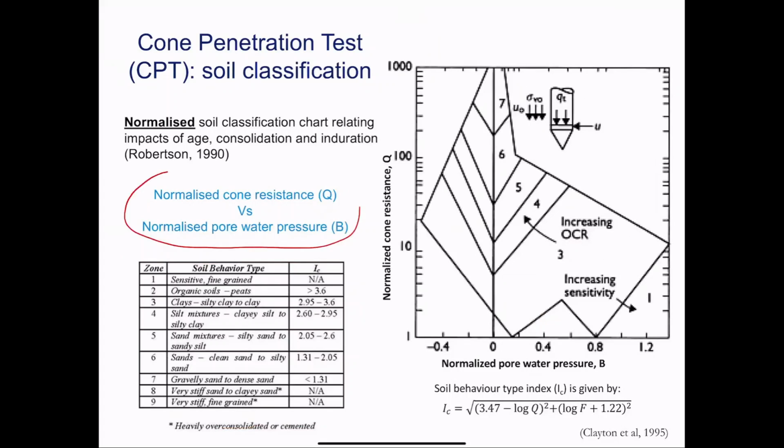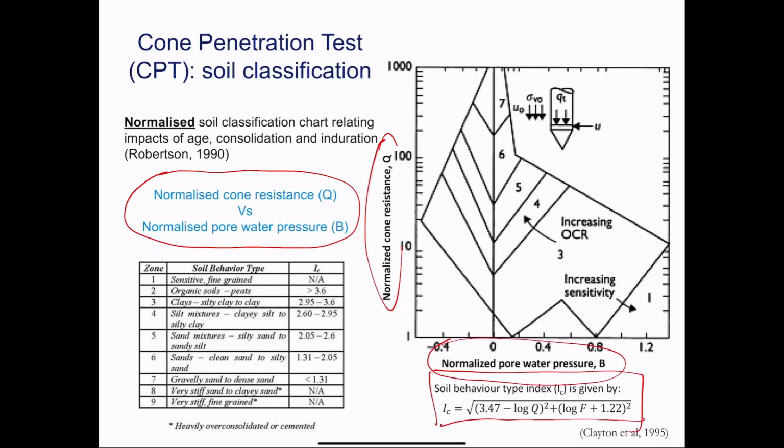Likewise, in this case, same thing, but we use Q and B. We use normalized pore water pressure, and we use normalized cone resistance. So with normalized cone resistance and normalized pore water pressure, you get some sort of empirical criteria, and you can look off this fancy puzzle of a chart and determine what type of soil you have. And often for a particular geotechnical project, you probably have a self-contained classification system in itself.